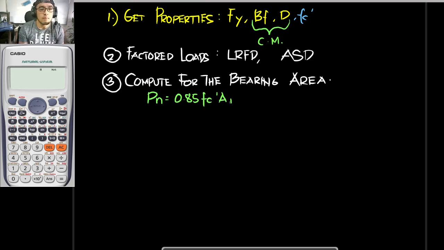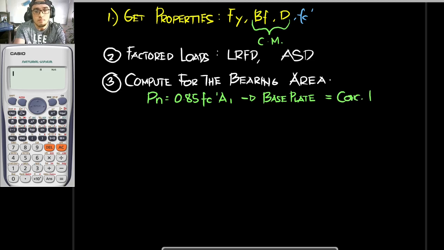So mukhang familiar na kayo dito sa ating equation na to kung reinforced concrete na kayo. So sa reinforced concrete nyo, 0.85 Fc prime AB, etc. But in this case, area 1 lang to. So itong formula na to is only applicable if the area of the base plate is equal to the area of the concrete pedestal. So anong ibig sabihin ko doon?